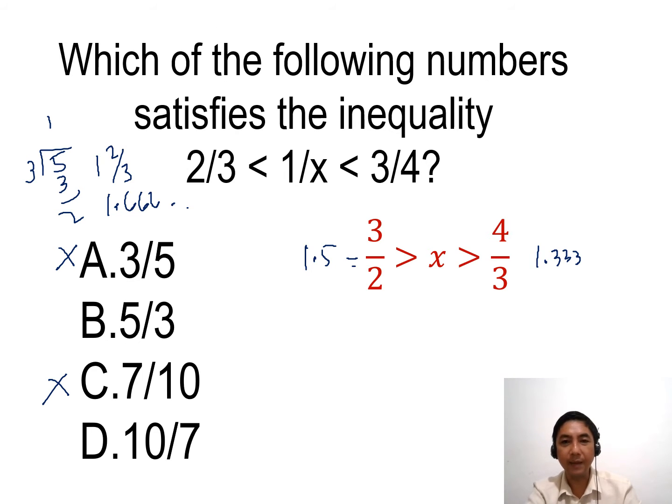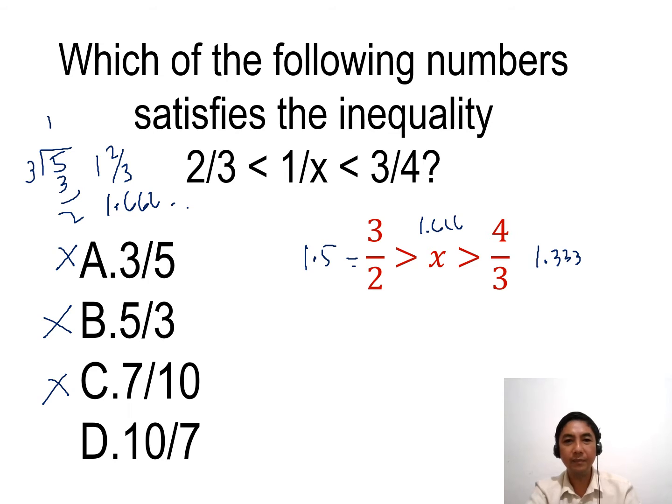Because kung ilalagay natin dito is 1.666, 1.5 is greater than 1.666 is false. So, hindi pwede. So, wala na itong letter B.